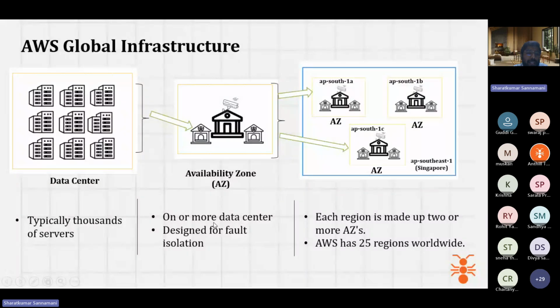And the combination of data centers, like 2, 3 or 4 data centers, is what we call an availability zone. One or more data centers. It could be only one data center or it could be 1, 2, 3 data centers. The whole combination of data centers we call an availability zone. Why are availability zones designed? Availability zones are designed for fault tolerance.